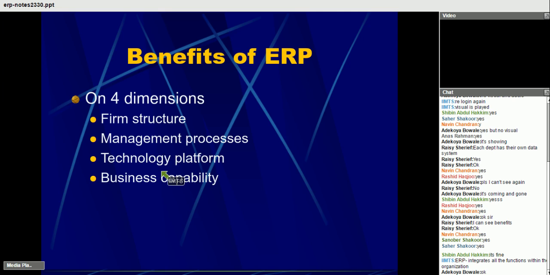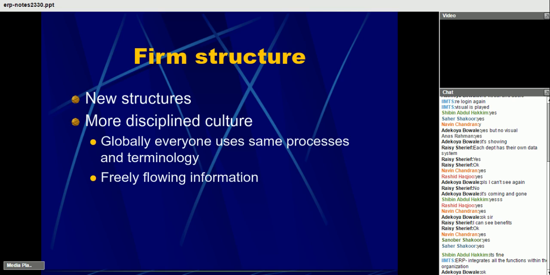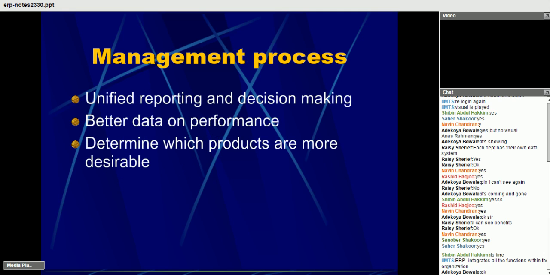So these are the benefits of ERP. Firm structure means new structures, more disciplined culture. Globally, everyone uses the same processes and terminology, with freely flowing information. Management process: it's a unified reporting and decision making. Better data on performance, to determine which products are more desirable.